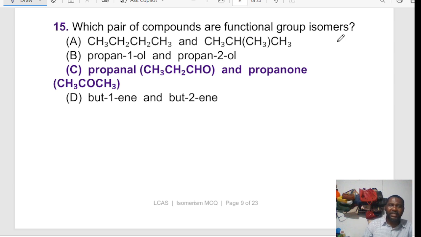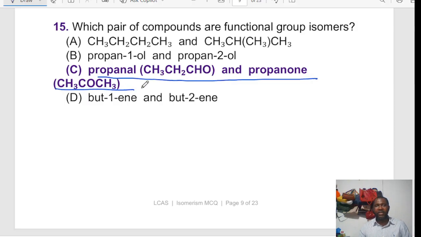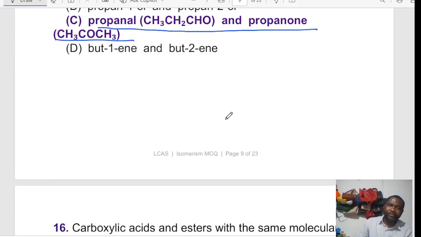The next question says, which pair of compounds are functional group isomers? Remember, they must have different functional groups. From what I can see, the answer is C, propanal and propanone. Extremely important: the first one is a chain isomer, because this one is a branch. The second one is a positional isomer, position 1 here, position 2 here. This fourth one is also positional, but-1-ene and but-2-ene, just different positions of the functional group.